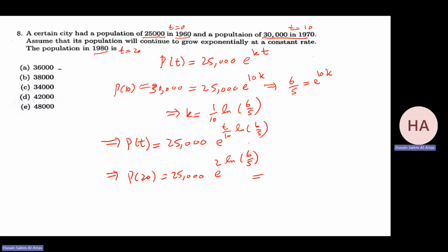And that give me what? Take 2 to the power. That will be 25,000 times 36/25, which is very clear. That gave me 36,000.